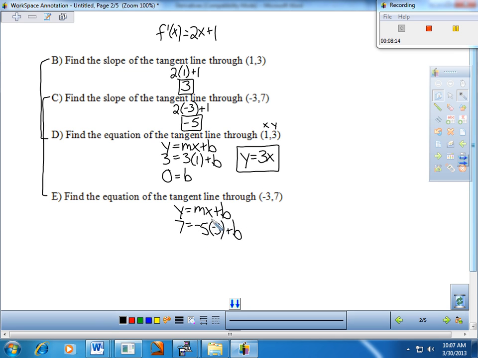This is going to be 15, by the way. So I'll go ahead and take this in 2 steps just to make sure we catch it. Subtract 15, and I'm getting 7 minus 15, which seems to be negative 8. And so as a result, we get y equals negative 5x, and how about minus 8?